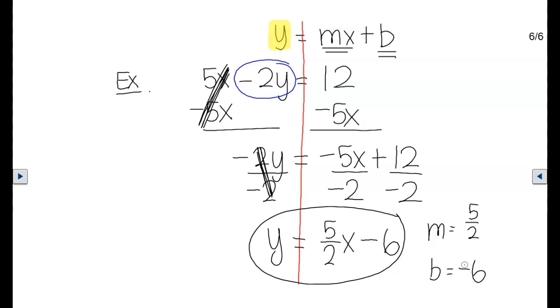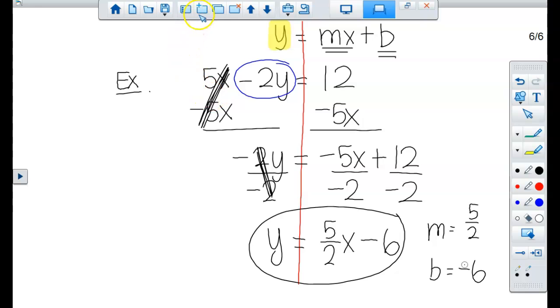All right, so we've done a couple of examples now, and notice what we've done in both. The first thing we've done is either add or subtract to cancel out the x, and then we multiply or divide to get rid of that number with y. So add or subtract to get rid of the x, and then divide to get rid of that number that's with y.